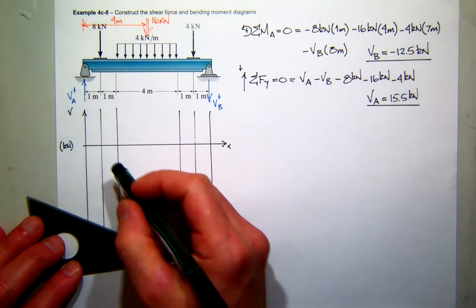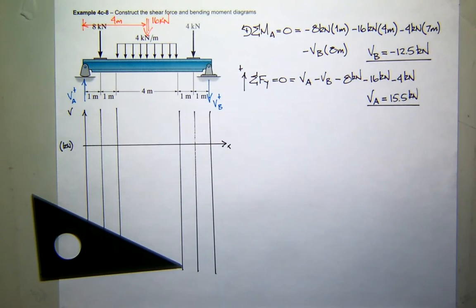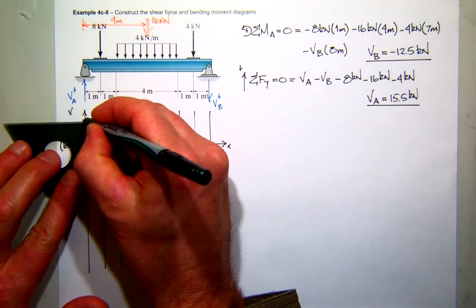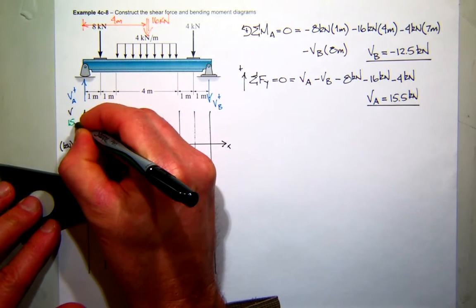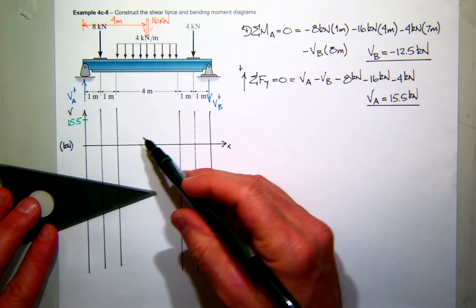So what is the shear at A? We solved it. It was 15.5, right? Positive. And what was the shear at B?